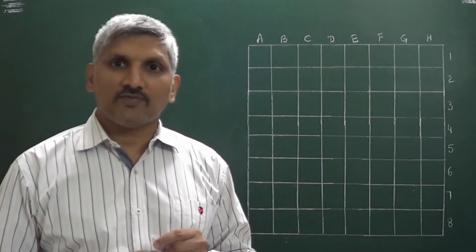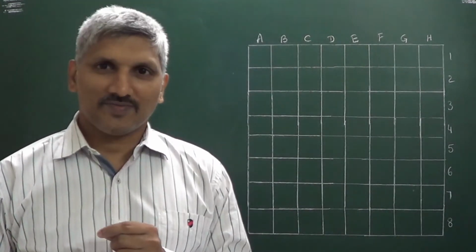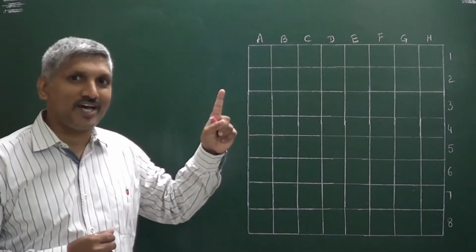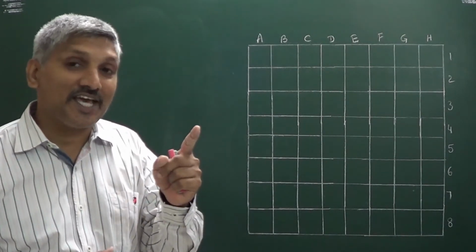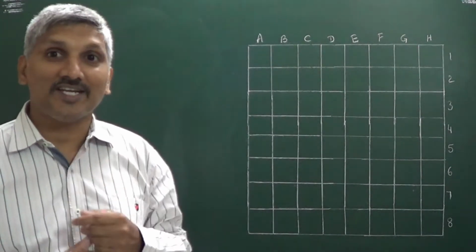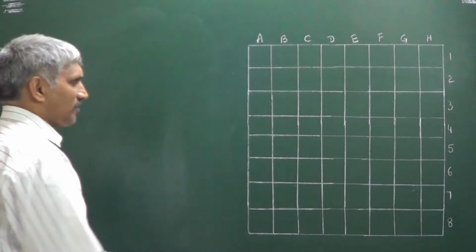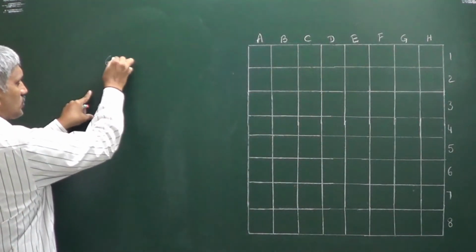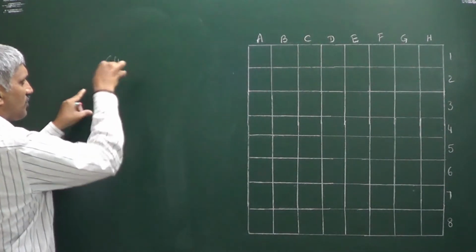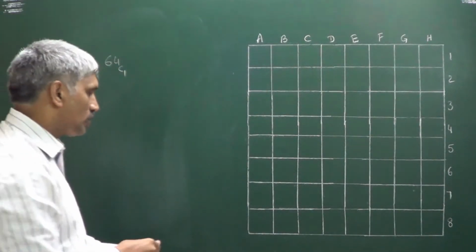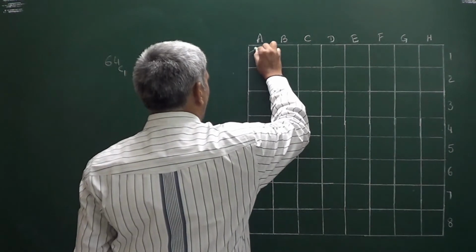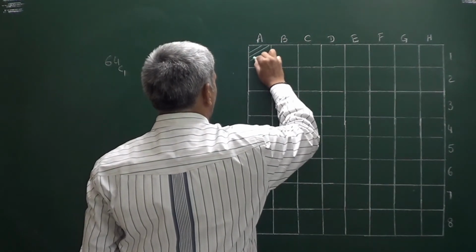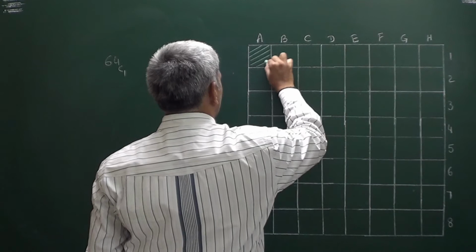So how many ways can we select two squares from this chessboard so that they are not in the same row or not in the same column? From these 64 squares you can select any square, which can be done in 64C1 ways. Suppose you selected this particular square.